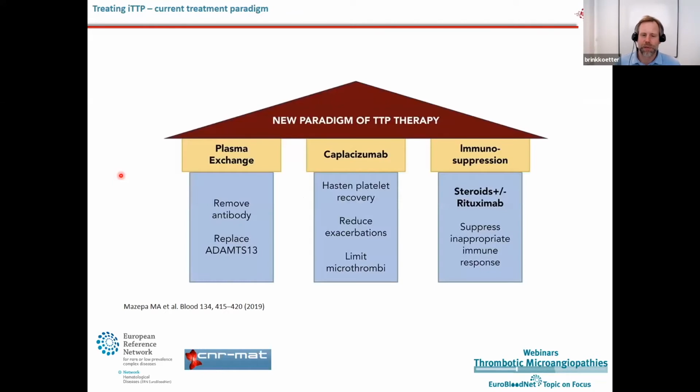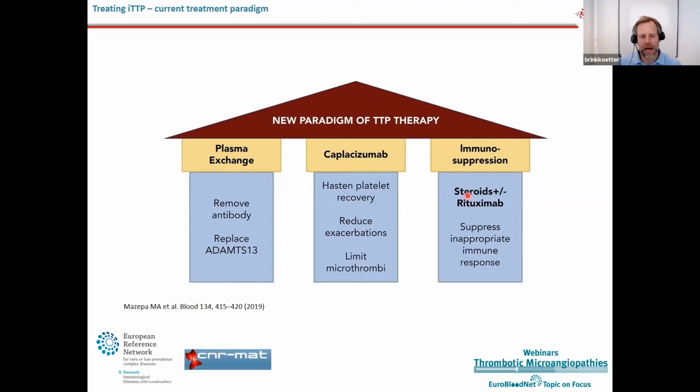Our current treatment paradigm to treat acute episodes of iTTP is, and will be for the next months and years to come, based on the combination of plasma exchange to remove the inhibitory antibodies and to replace ADAMTS13, the use of the anti-von Willebrand factor drug Caplacizumab, which limits microthrombi formation, and of course immunosuppression, and in most cases the combination of steroids and rituximab.